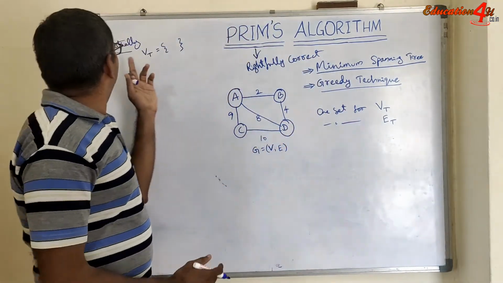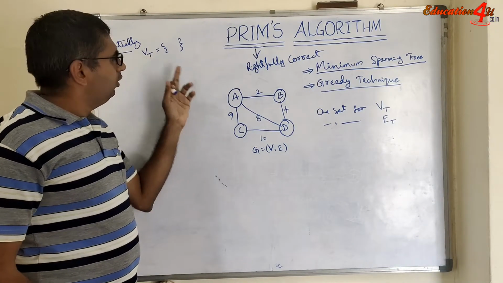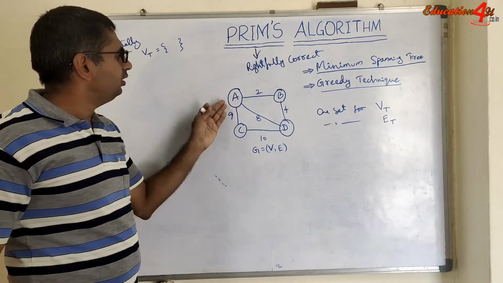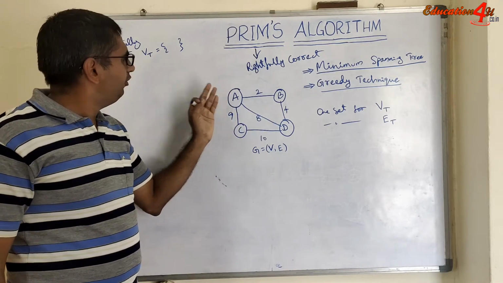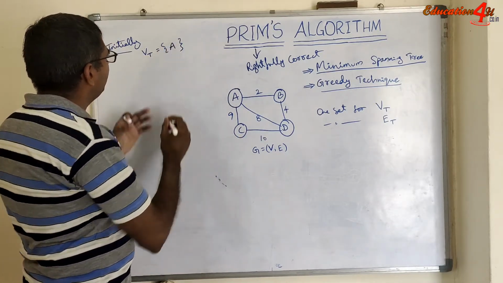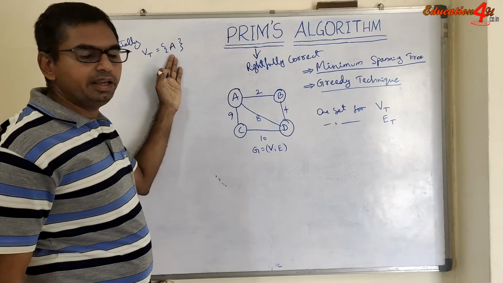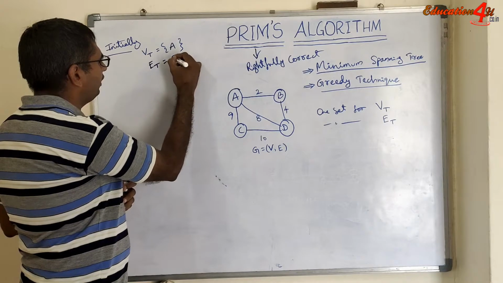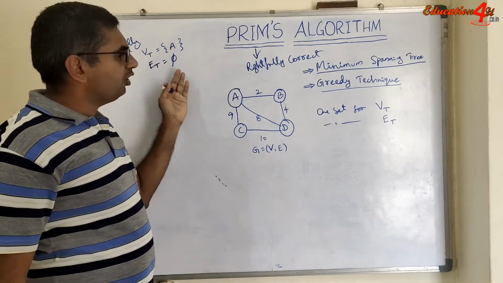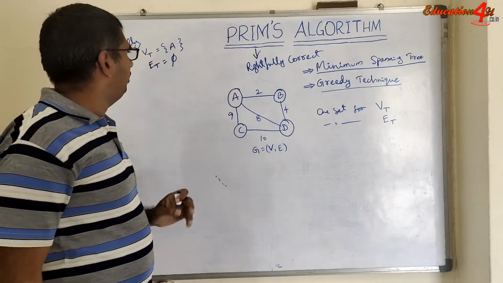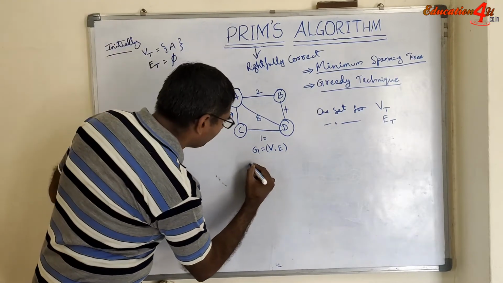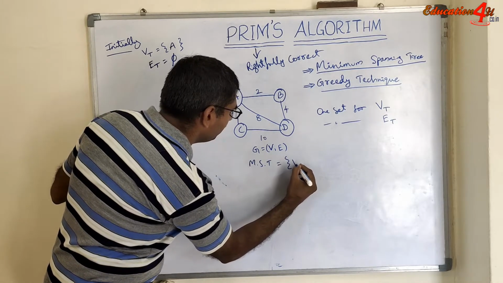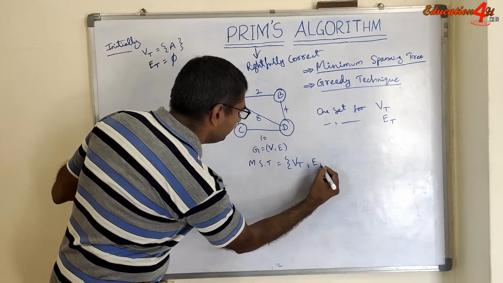Initially we will have one vertex. We can choose it randomly. For easiness I will choose vertex A. So initially Vt equal to A and Et will be empty, not having any element now. So our minimum spanning tree would be the set of Vt and Et.